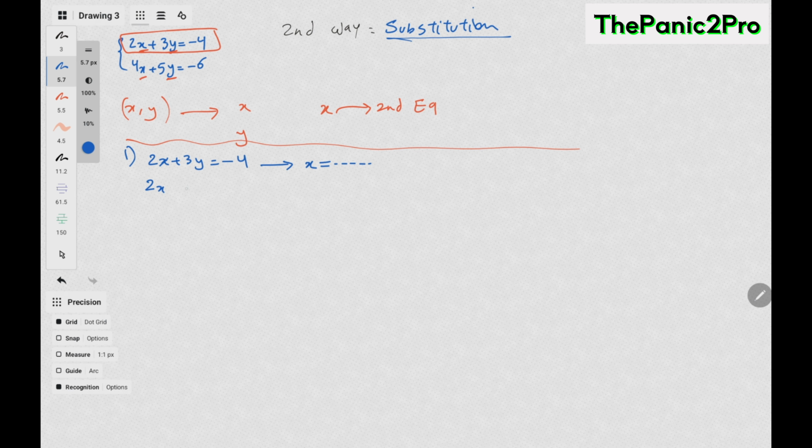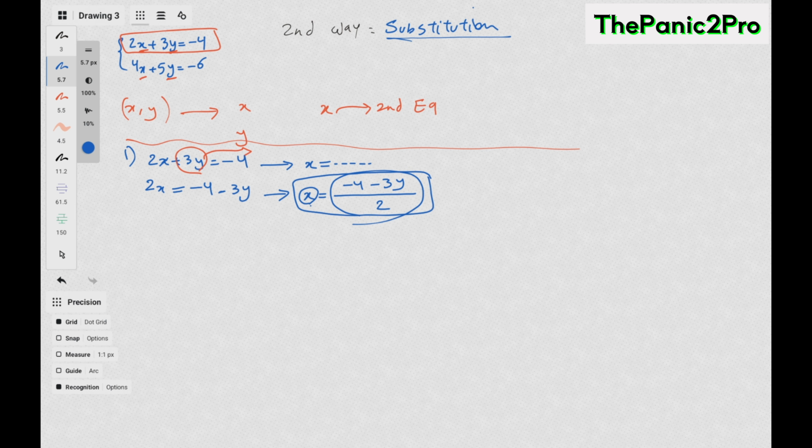I would do 2x equals minus 4, and I will move this to the right hand side, which is minus 3y. The sign changes, right? Out of here, I can get x, basically divide each side by 2: minus 4 minus 3y over 2. Now I have x as something which consists of numbers and y, right? We have x, pure x, 1x, and on the other side, we have something else other than x. We don't care what it is. It's just something without x, right?